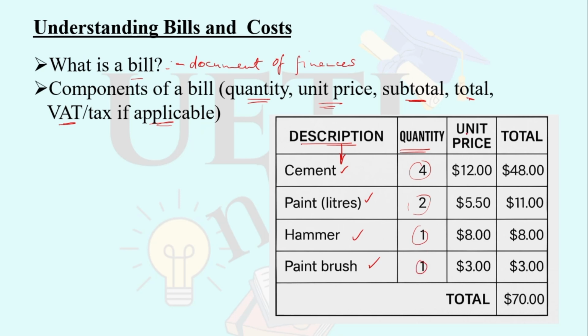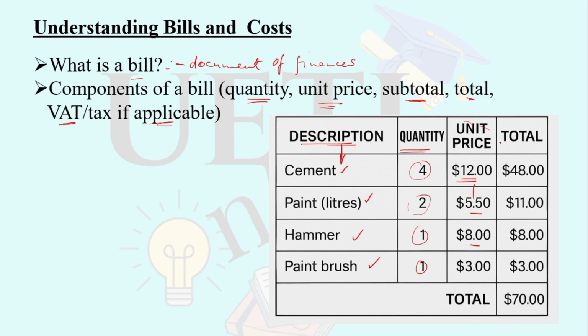Then here it is showing you the unit price, the cost of one unit. In this case, let's say it's a bag of cement. One bag of cement costs $12. This is the unit price. Here you can see the cost of paint is $5.50, and the cost of a hammer was $8. This is what a unit price looks like.